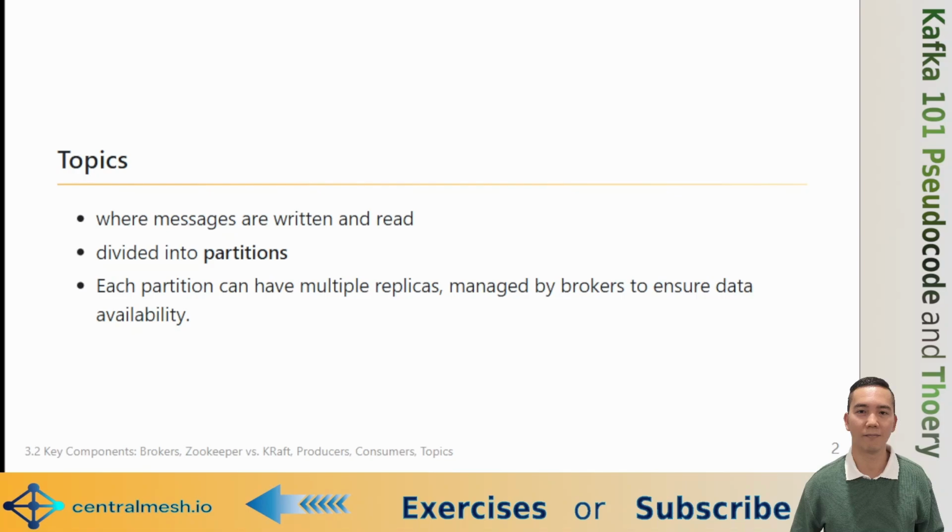But what happens if a broker fails? This is where replicas come into play. Kafka replicates each partition to ensure there is always a backup. These replicas are stored across different brokers, providing fault tolerance.